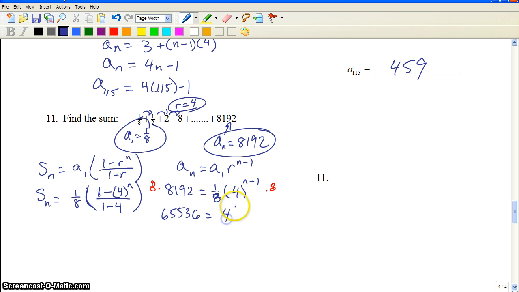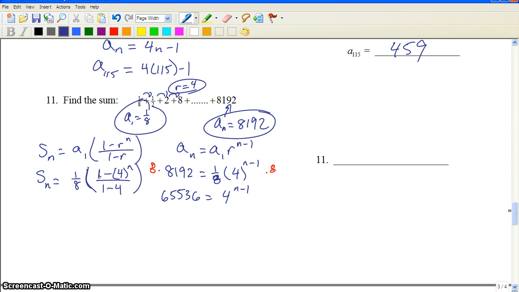65,536 is equal to 4 to the n minus 1. Now, we have a variable in our exponent, and that's an issue. Remember, to get that out of the exponent, we have to use logarithms. So we're going to go back to what we did in Chapter 8, two chapters ago, to try to solve this. I'm going to take log base 4 on both sides, and that's going to be the inverse of base 4, so that's going to eliminate it on the right side. So we get log base 4 of 65536 is equal to n minus 1, and I'm going to add 1 to both sides. So we get that expression.